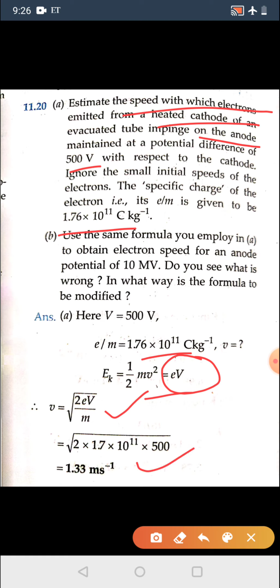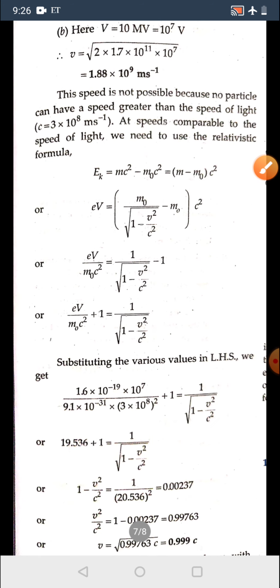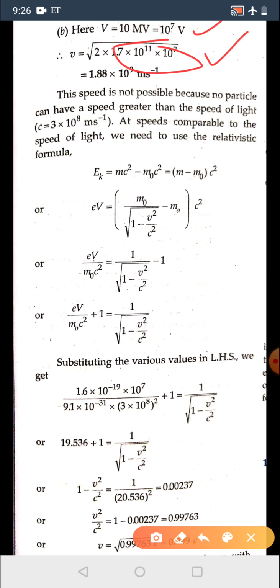But in the second question, the anode potential is given as 10 megavolt. So how is the formula to be modified? In that question, v is under root 2 eV by m, with this much value, because it is already given as 10 megavolt, which means 10 raised to 7 volt. By substituting it, it should be 1.88 into 10 raised to 3 meter per second.